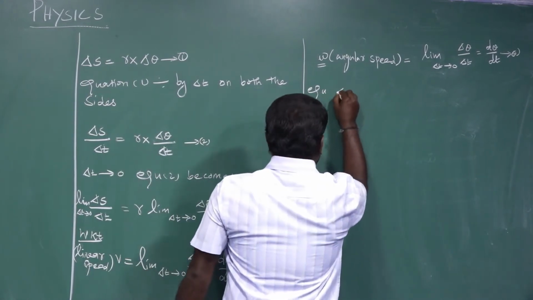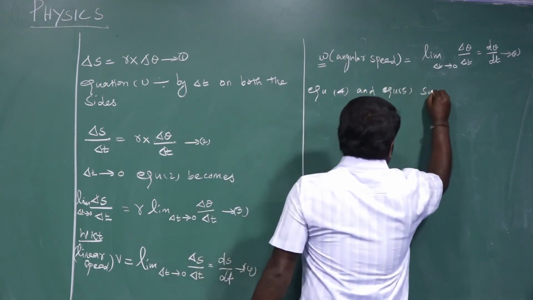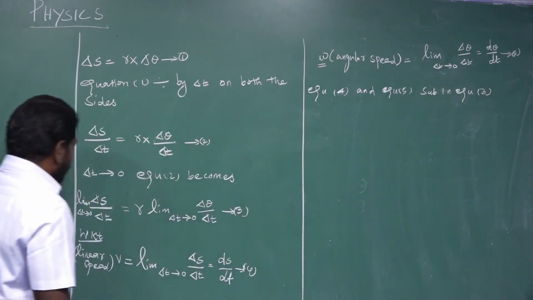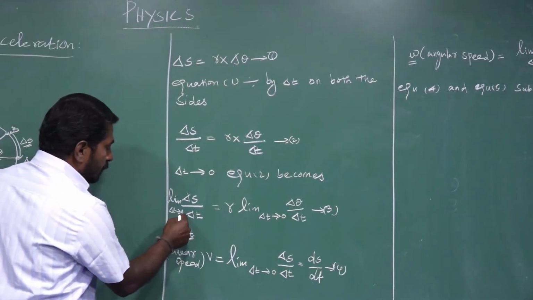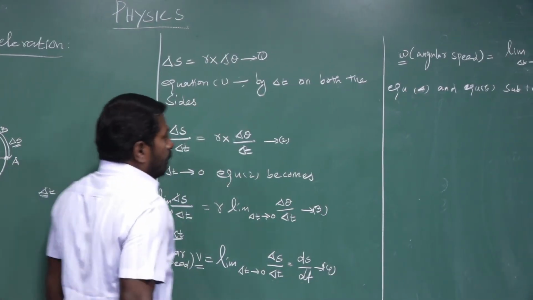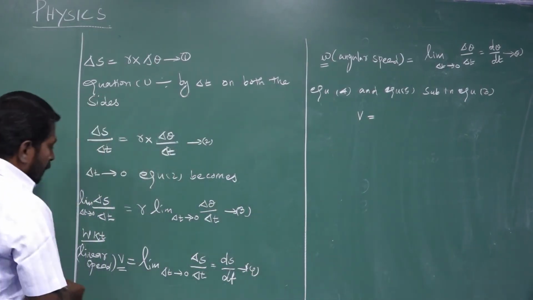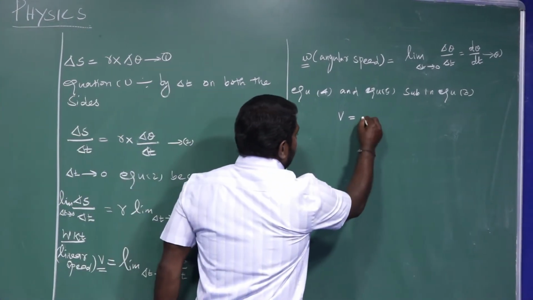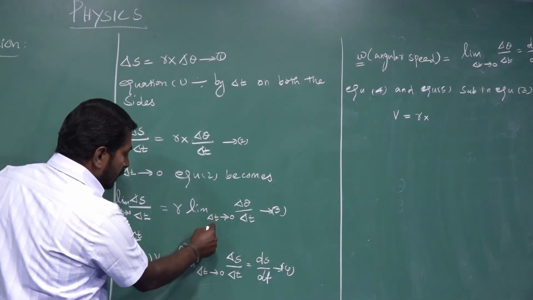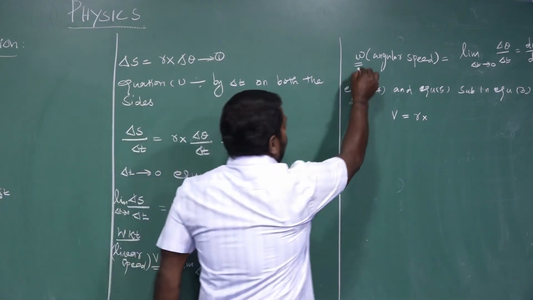Equation 4 and equation 5 substitute in equation 3. See the equation 3. Limit delta t tends to 0, delta s divided by delta t, which is equal to linear speed v, which is equal to r into limit delta t tends to 0, delta theta divided by delta t, which is equal to angular speed omega.